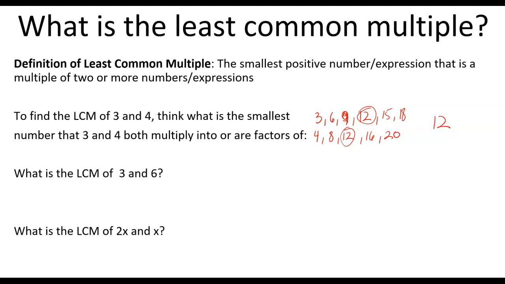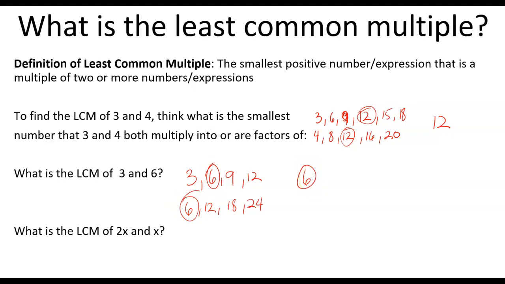So let's think about what is the least common multiple of 3 and 6. Well, 3 multiplies to itself. 3 times 1, 6, 9, and 12. And then 6 multiplies to 6 times itself, 12, 18, 24, right? We want the lowest one, the smallest number. So the smallest number that they have in common is 6. So the least common multiple here is 6.